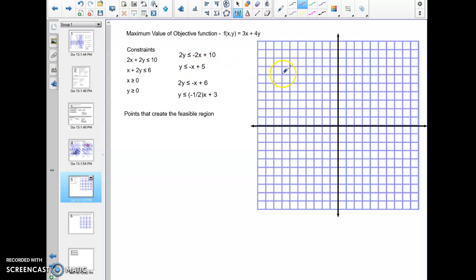So when I graph negative x plus 5, I start at 5, 1, 2, 3, 4, 5, and negative 1. This is what my line looks like. It should look something like that. The second one, we're at 3, and I'm at down 1, right 2, down 1, right 2, down 1, right 2, down 1, right 2. And then we can go the other way, up 1, left 2, up 1, left 2, up 1, left 2.